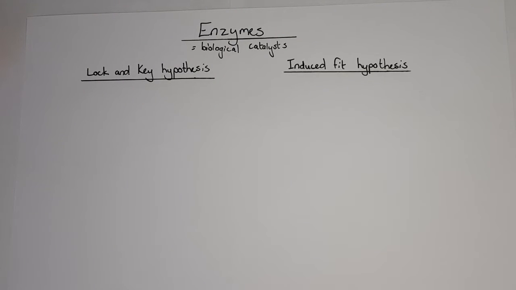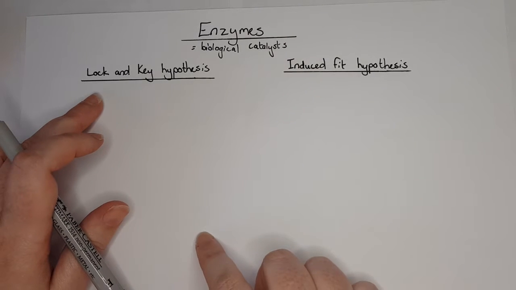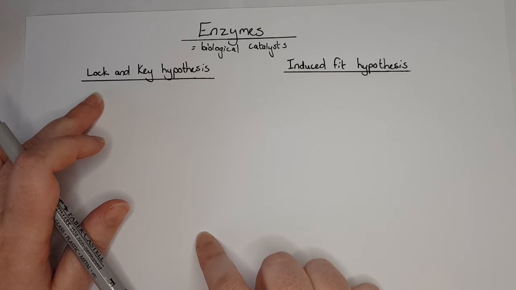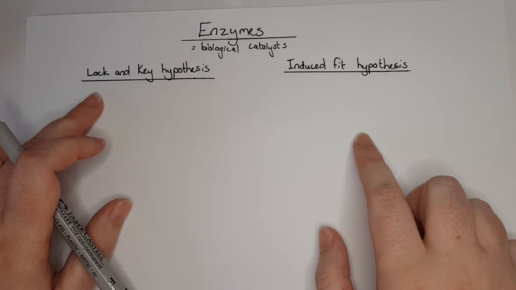Okay, so to learn about enzymes, first thing we need to know is that an enzyme is what we call a biological catalyst, and a catalyst speeds up a reaction. So an enzyme speeds up all the reactions inside your cells. An enzyme is made up of proteins, and it has a specific shape, and we have two different models that we look at. We have a lock and key hypothesis, and we have an induced fit hypothesis.